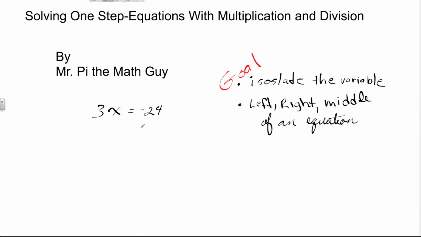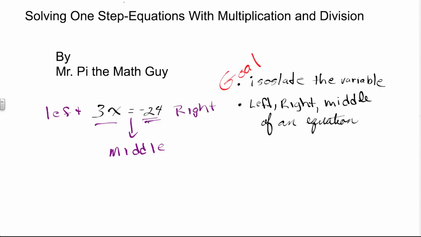3x is equal to negative 24. Now, to understand equations and the terminology I'm going to use in my videos, you have to understand that the equal sign is the middle of the equation. For this particular equation, we have 3x on the left-hand side, so the variable is on the left-hand side. And on the right-hand side, we have the constant number, negative 24.